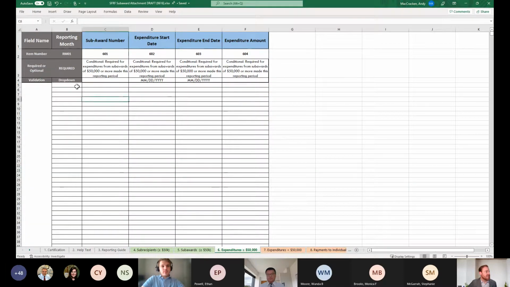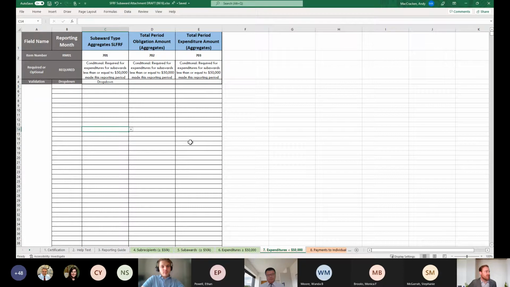And then finally, the expenditures. So this is a separate tab. You'll tell us the reporting month again. This is where the subaward number needs to be consistent. So please be sure to have a consistent subaward numbering system. And then you'll tell us the expenditure start date, end date. It's fine if that's the same day. And then the expenditure amount. So that's it for the entities that are on subawards receiving over $50,000.